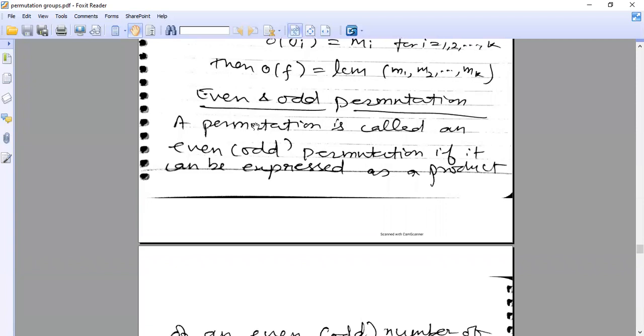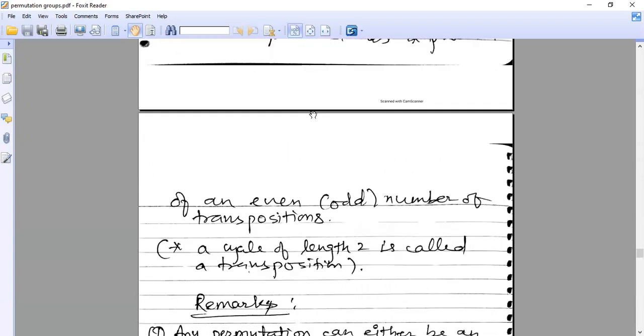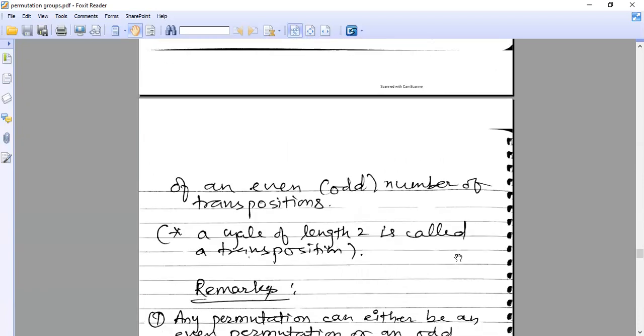So next is even and odd permutations. When do we say that a permutation is an even permutation or an odd permutation? A permutation is called an even permutation if it can be expressed as a product of an even number of transpositions or an even number of cycles. A transposition is a cycle of length 2. And if you can decompose your permutation into an odd number of cycles, then that will be an odd permutation. A cycle of length 2 is called a transposition.